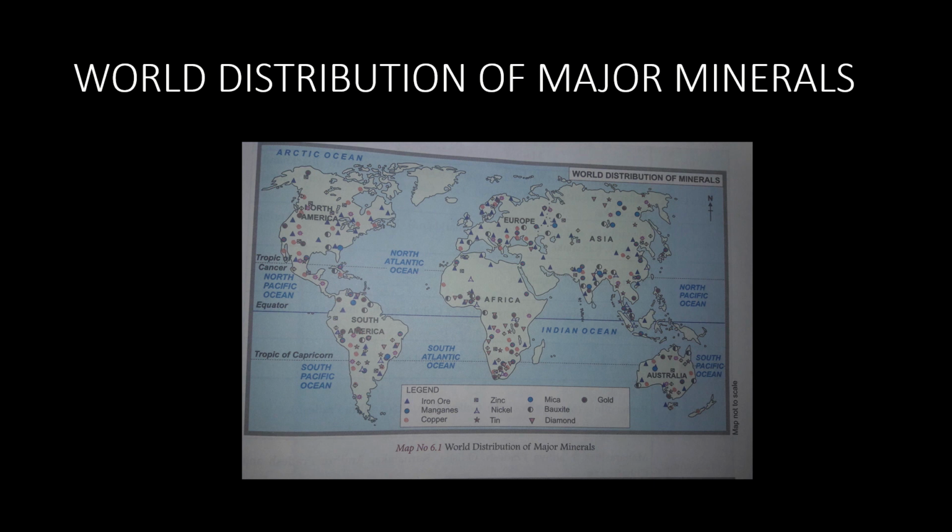Here we also have the worldwide distribution of minerals. We have iron ore, the blue triangle, found in China, Australia, India, Brazil, USA, Russia, Sweden, South Africa, etc. Then we have diamonds, the inverted triangle, quite reddish in color, and diamonds are found in India, Brazil, Russia, South Africa, Australia, Canada, and so on.